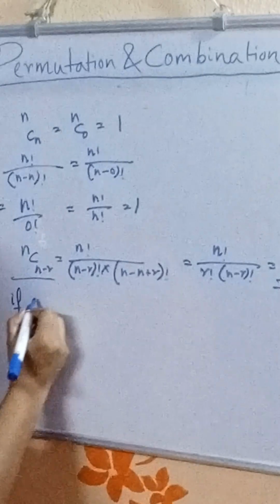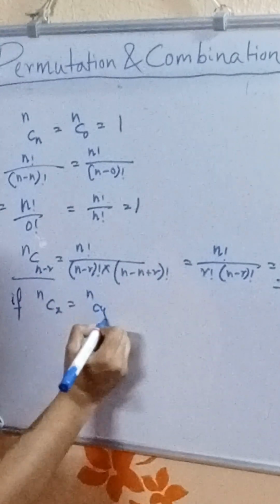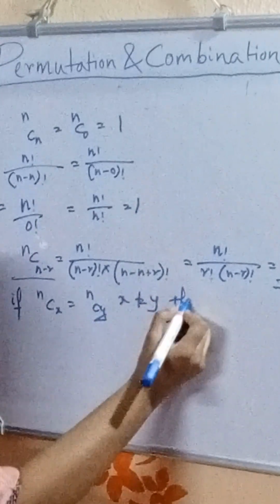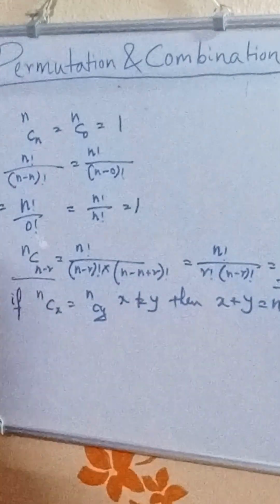Now, if nCx equals nCy, x not equal to y, then x plus y equals n.